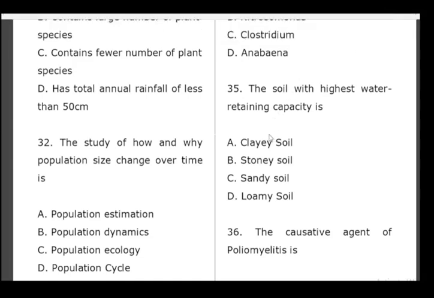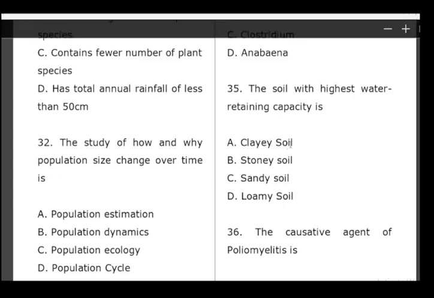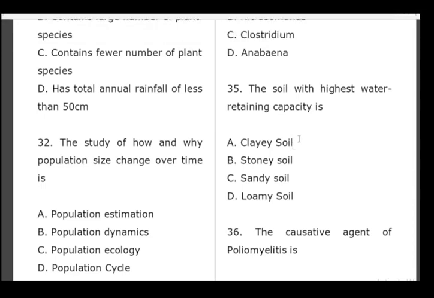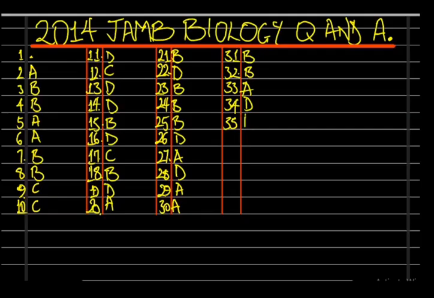It does not permit the water to pass out of the soil because the soil type is not porous. Such types of soil actually form clogs, and that is where we find the clayey soil. The clayey soil has the highest water retaining capacity because it forms clogs and it prevents drainage of the water through the soil. So that is the answer to our question, option A.